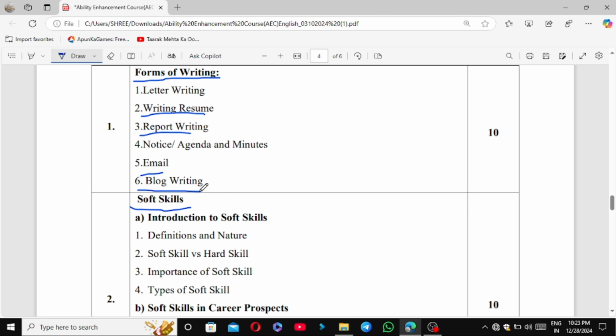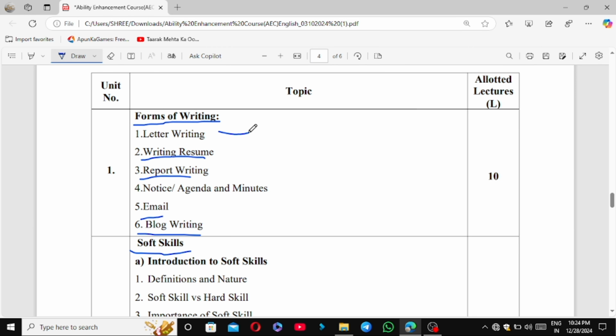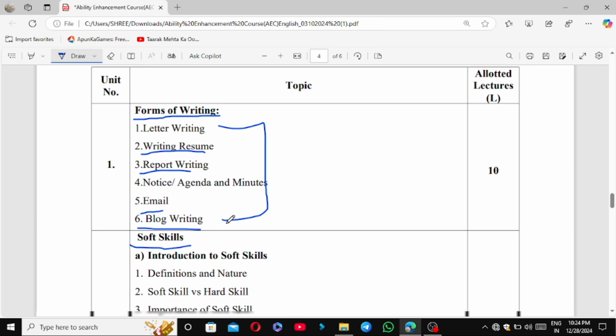Then blog writing. So what is blog writing? Blog writing is an online article or post written to inform or engage readers on a particular topic. Blog writing is an online format. You can provide information about some specific topic, or you can engage your readers about the particular topic. These are blog writing. These six topics we have discussed are forms of writing.